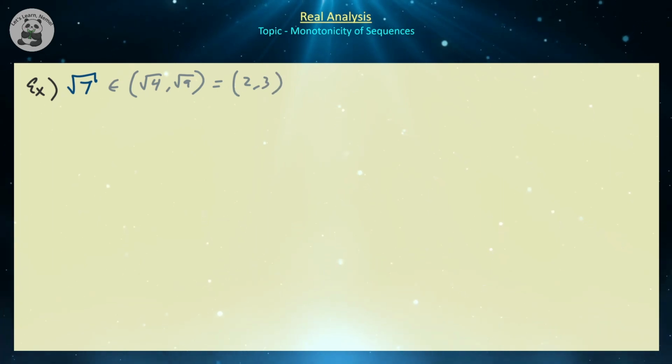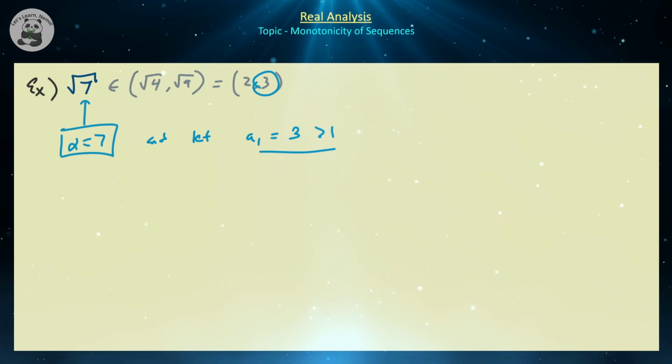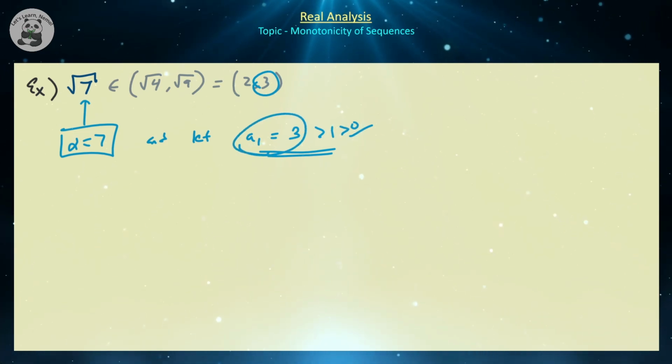So how are we going to choose our initial guess? Alpha is obviously going to be equal to 7, and we're going to let a1 be equal to, you could choose 2, you could choose 3, you can literally choose anything as long as it's positive, but I'm going to choose a number that's relatively close. I'm going to choose 3, which has to be greater than 0, and it is. So a1 is equal to 3, that's our initial guess, and alpha is equal to 7. What is this going to give us?